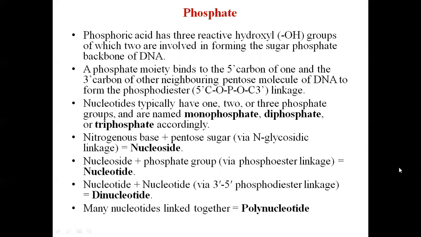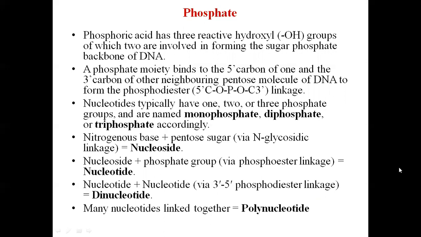You just remember that a phosphodiester bond is formed between 2 nucleotides. How are those 2 nucleotides linked here? By means of 2 ester bonds, phosphodiester bonds. This phosphate is linked to 1 sugar at the 5th carbon. This phosphate is linked to the carbon at the 3rd position. So that's why we are calling this a 3', 5' phosphodiester bond. Nucleotides typically have 1, 2, or 3 phosphate groups and are named as monophosphate, diphosphate, or triphosphate accordingly.